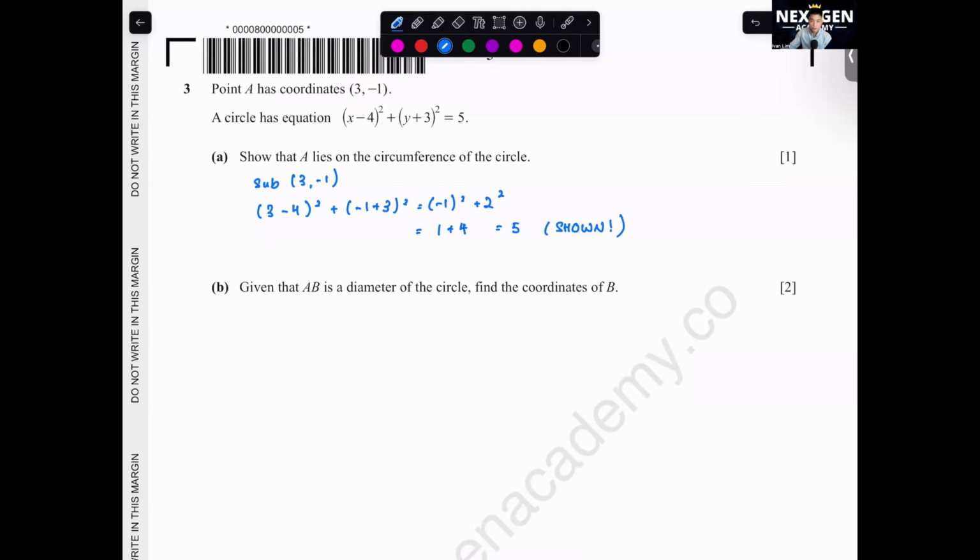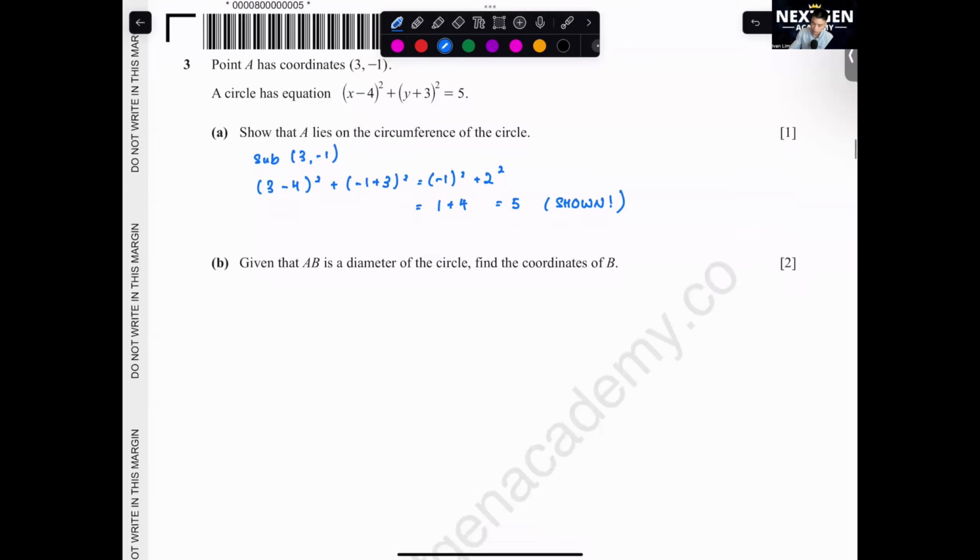Question B. Given that AB is a diameter of the circle, find the coordinates of B. For any questions that you can roughly sketch, let's say coordinate geometry, circle, straight line, I want you all to sketch it out. Just try your best to sketch it out so that you can visualize it. Even shapes, just draw it out. This one can draw it.